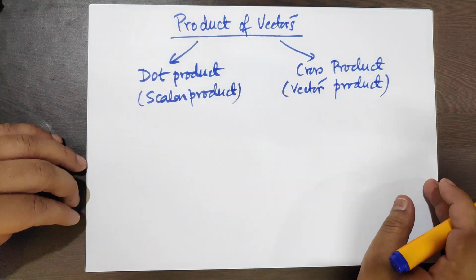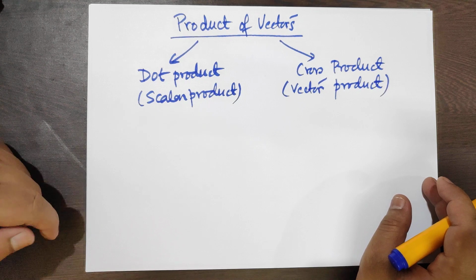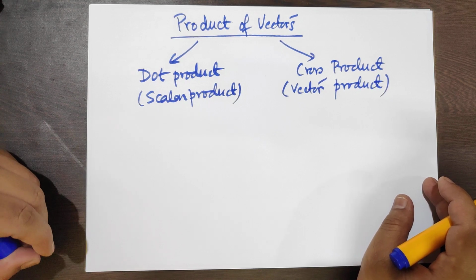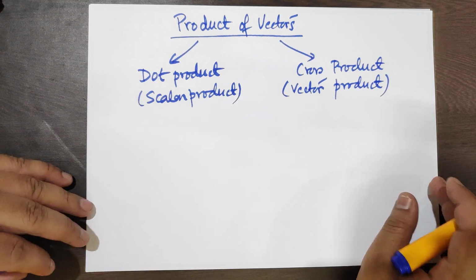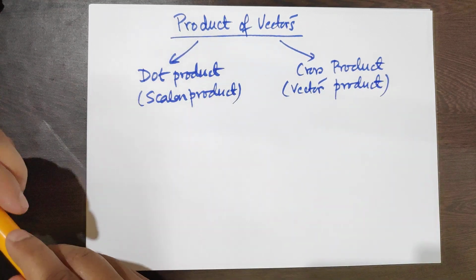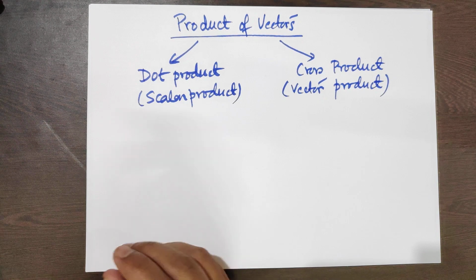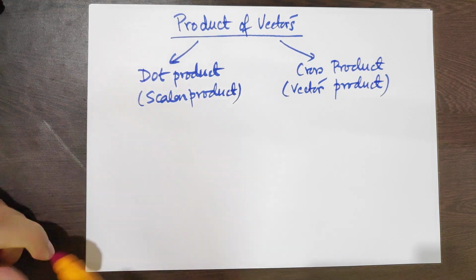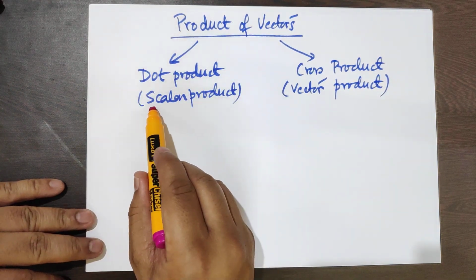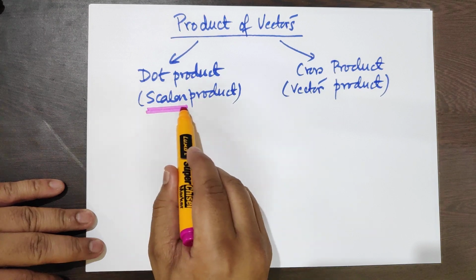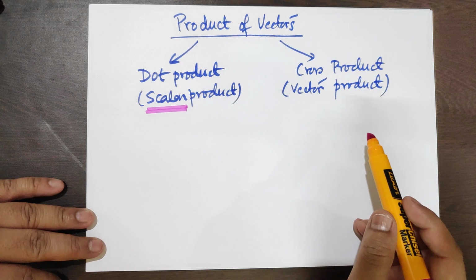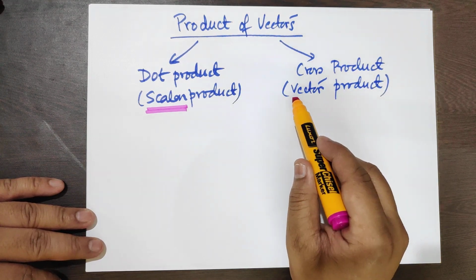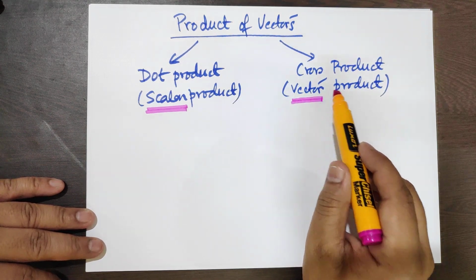It is not the usual multiplication, like 2 multiplied by 3, where you add 2 three times. It's not like that. The product of vectors is the way it is defined to be. So first we will discuss dot products. Scalar product means the outcome of the dot product is a scalar, and cross product is the vector product, which means the outcome of the cross product of two vectors is a vector.